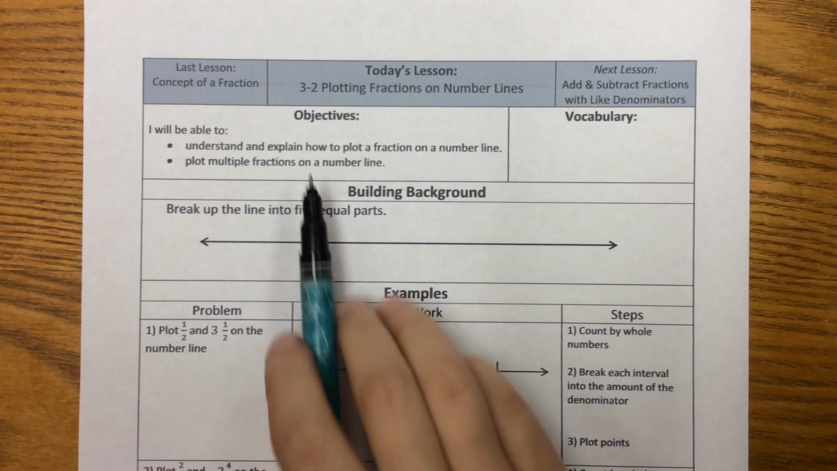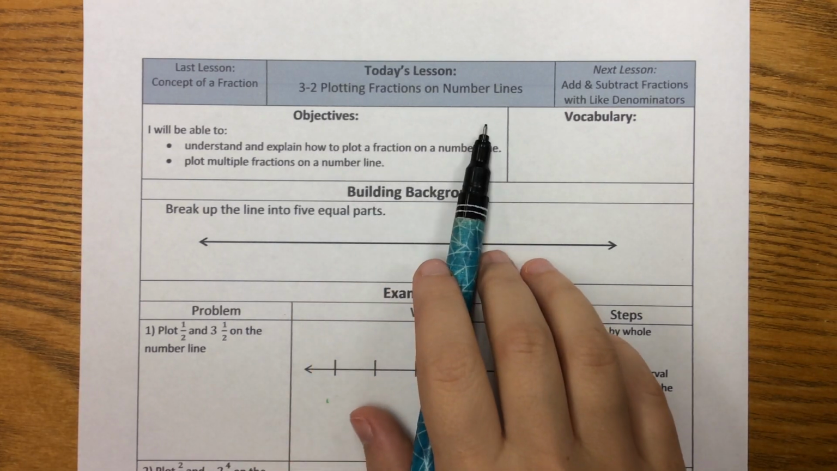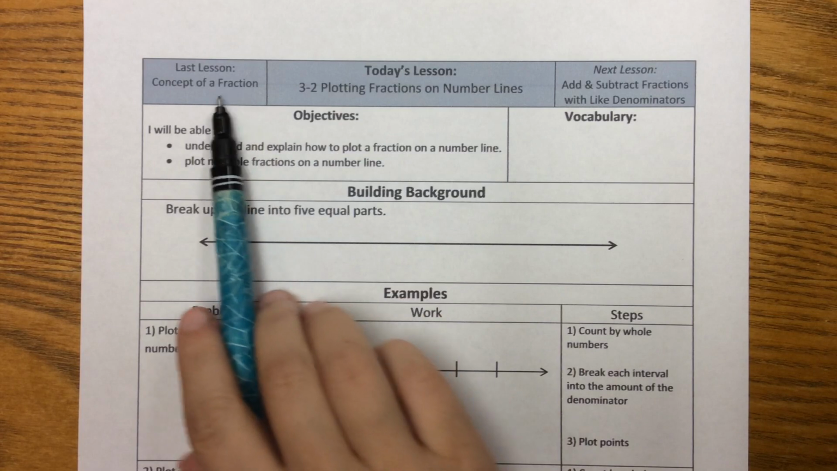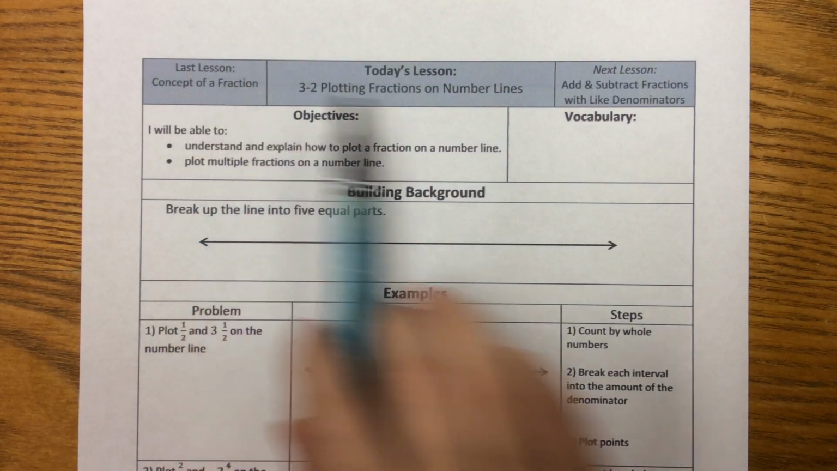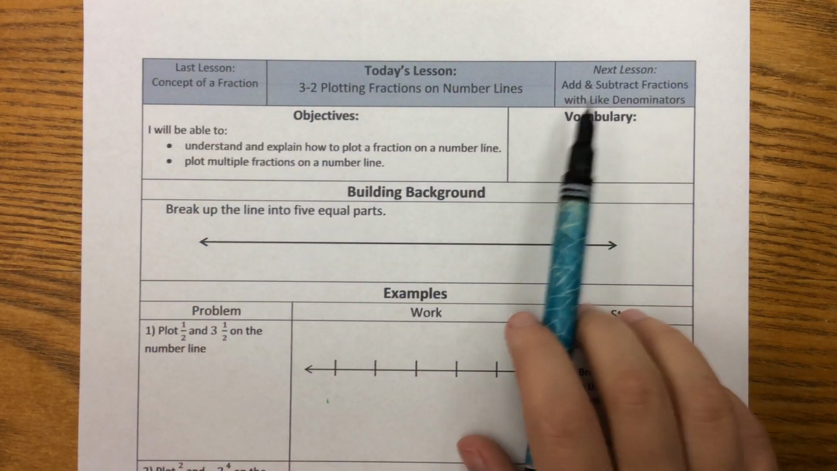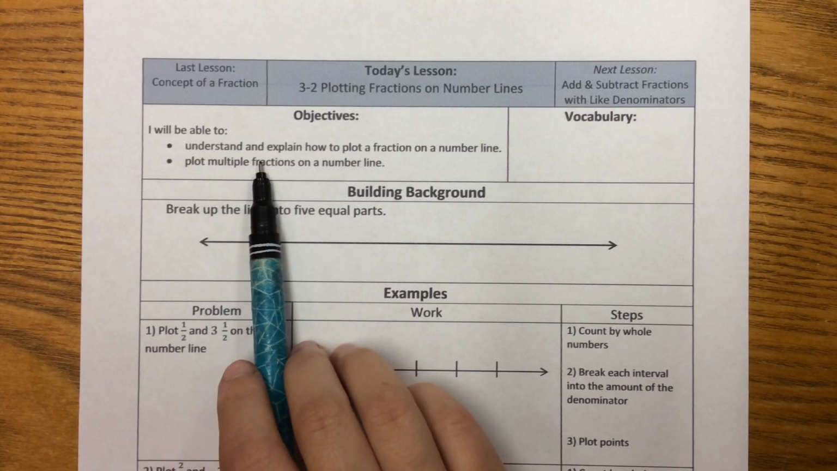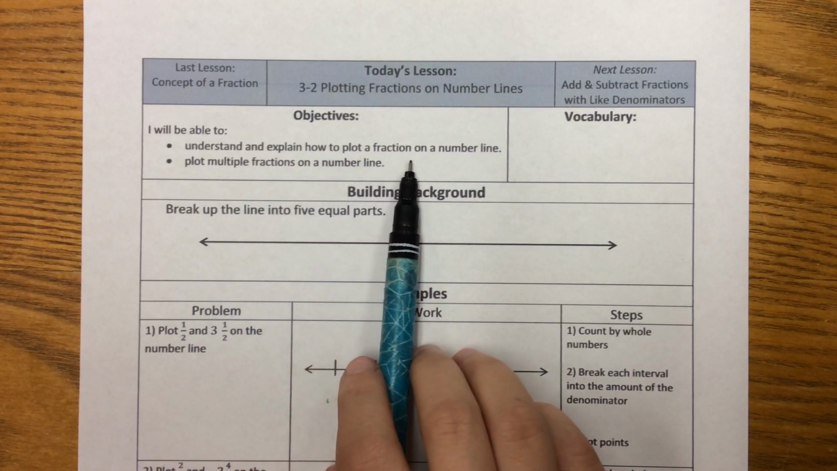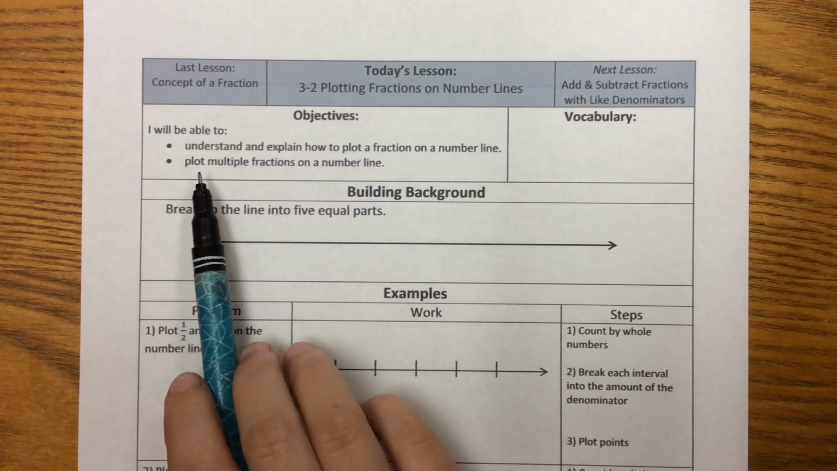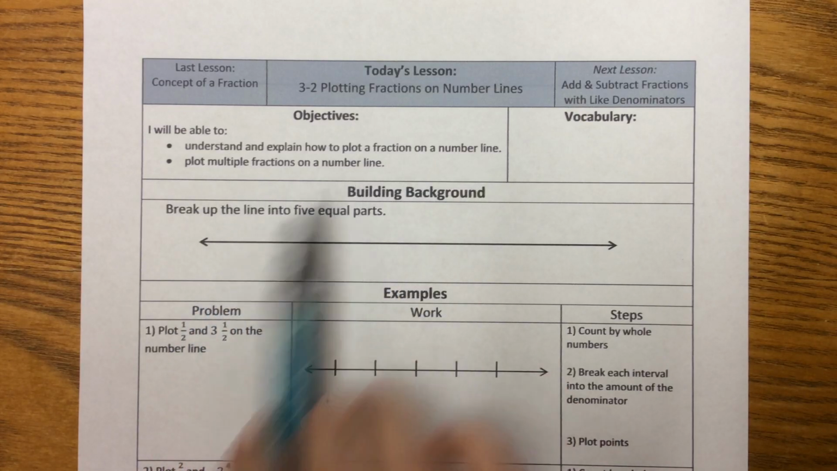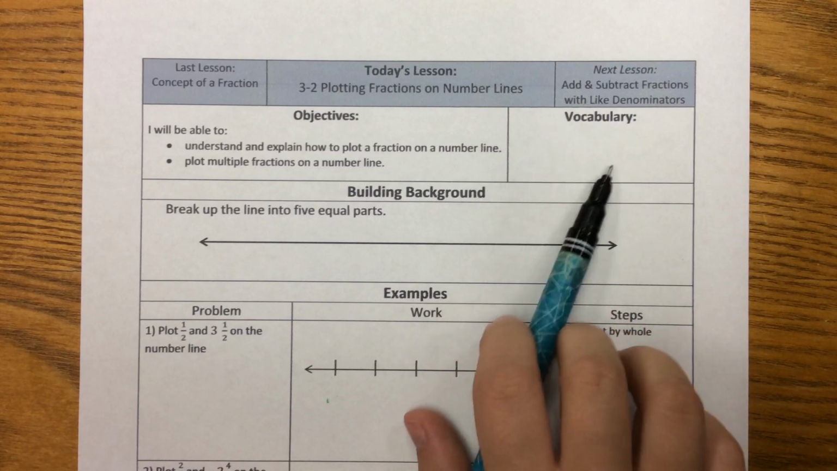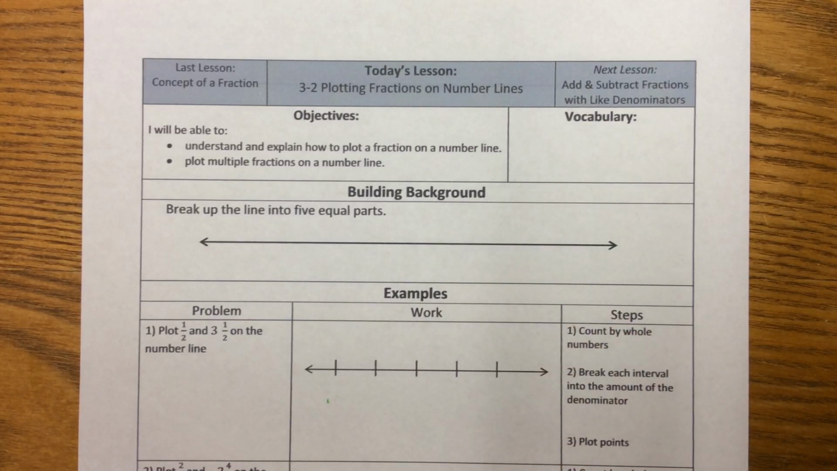All right, welcome to 3-2, plotting fractions on number lines. We just talked about what is a fraction, and next we're going to add and subtract fractions with like denominators. I will be able to understand and explain how to plot a fraction on a number line, and we are going to plot multiple fractions on a number line. We have no vocabulary, so we're going straight into building background.